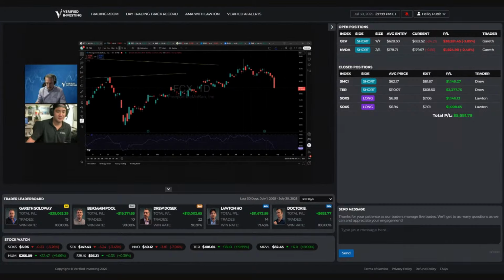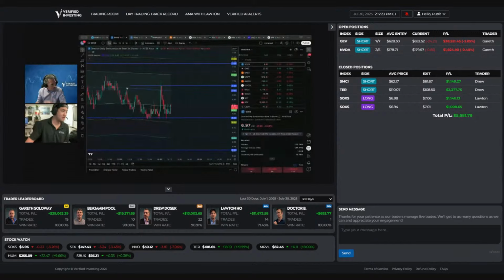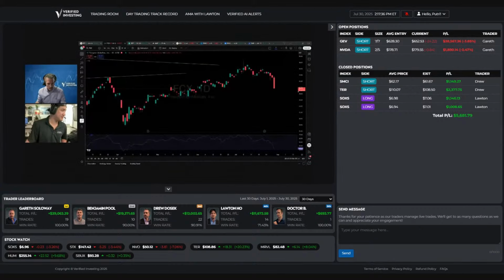Also, I just want to say, not to toot my own horn, but look at this exit on SOXL. It went to 702, but I don't know how many shares would have got filled there. This is pretty much a perfect exit. Awesome, Lawton. So, anyways, all right, back to what you're saying. My re-entry into SOXS.